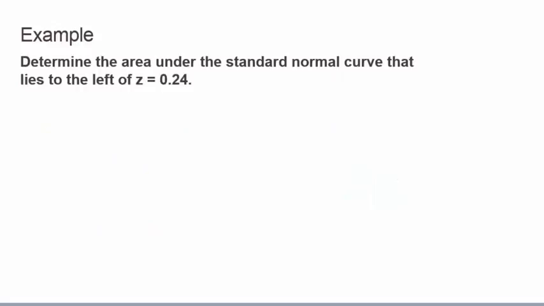Determine the area under the standard normal curve that lies to the left of z equals 0.24. First, I want to draw my standard normal curve. A z-score of 0.24 is going to be to the right of 0. So I draw my line from my horizontal axis to my curve and shade to the left of that line. This time, instead of using our table, we're going to use the calculator.